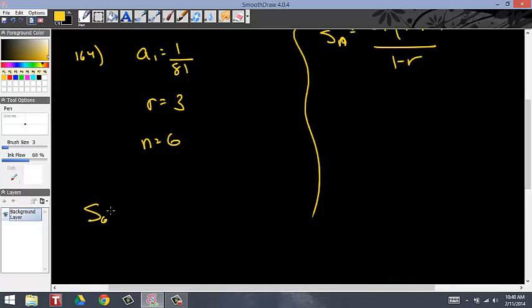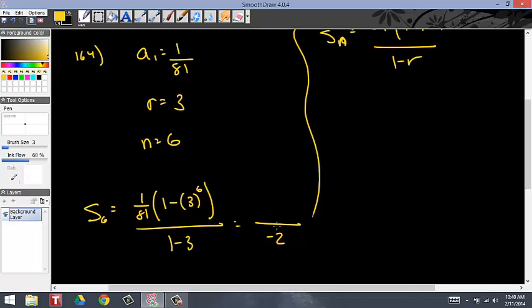Now we just need to pump this into the formula. So S sub 6 is going to equal A sub 1, which is 1 over 81, times 1 minus R, 3 to the 6th, all over 1 minus 3. Now, this is negative 2. That's easy. I need 3 to the 6th power, please. Who can give us 3 to the 6th power? 729. 1 minus 729 is negative 728. Can someone take negative 728 and divide it by 81? You're not going to get a clean number, I know that.